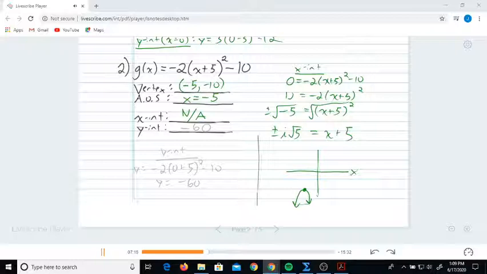The y-intercepts, let's go ahead and do that. So y-intercept, you set x equal to 0 and simplify. And you're going to get, let's see here, 25, negative 50, negative 60 as your y-intercept. Alright, so that is an introduction to vertex form.